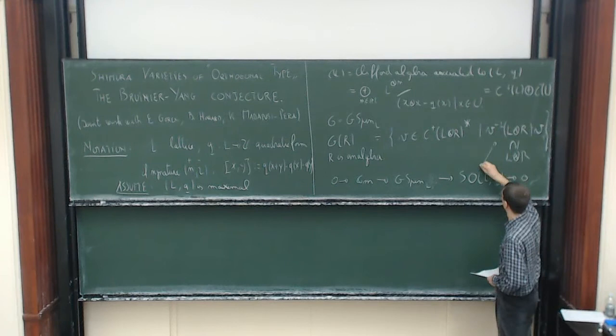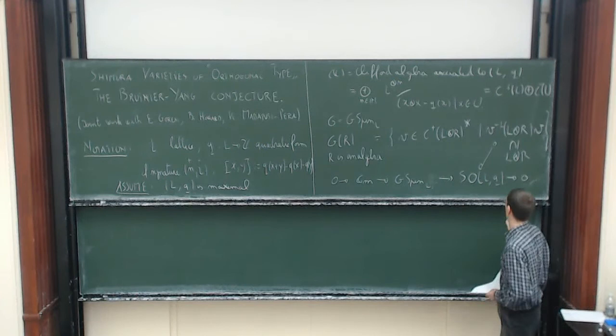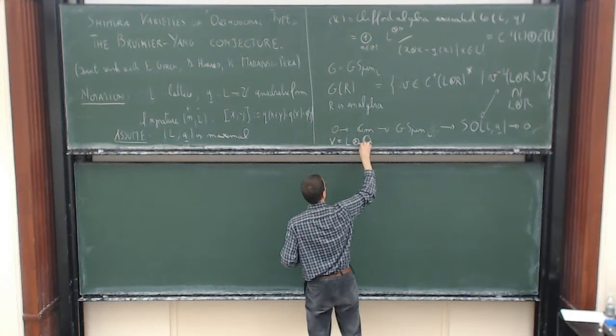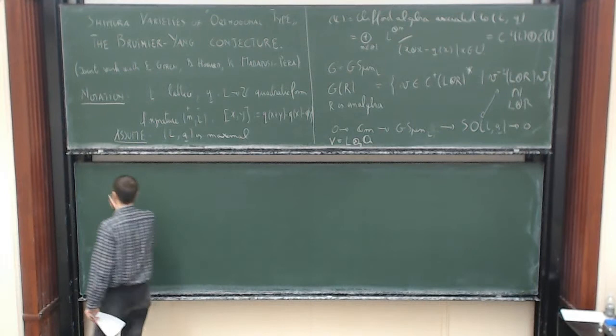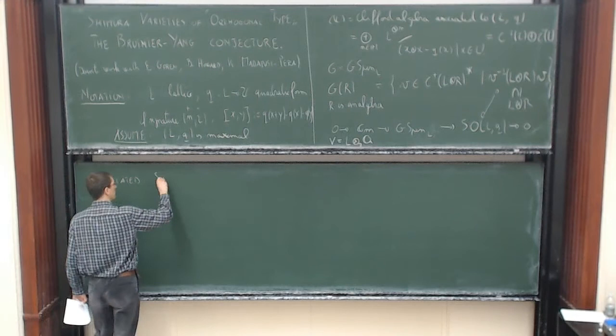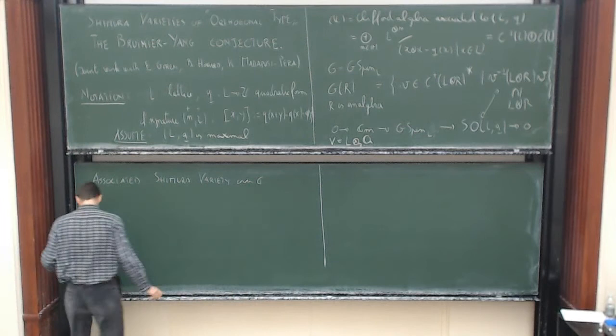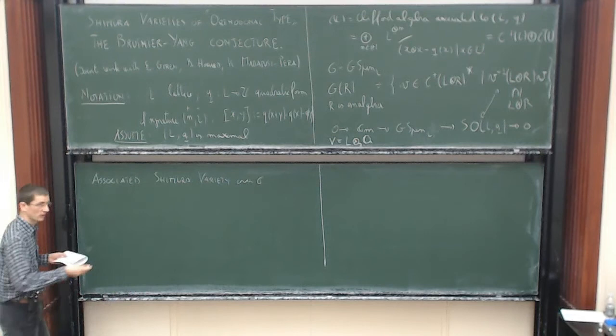So an element of V will act as an orthogonal transformation of L tensor R. Okay, and we'll very often just write V for L tensor Q. And as we have seen before, there is an associated Shimura variety over C. So we have, unfortunately, my notation is slightly different. So X is for me the symmetric space instead of D. Sorry about that.